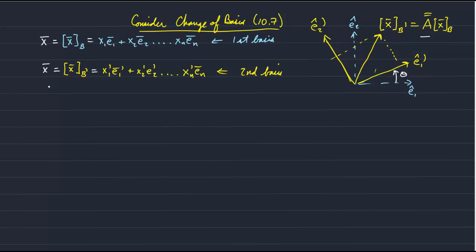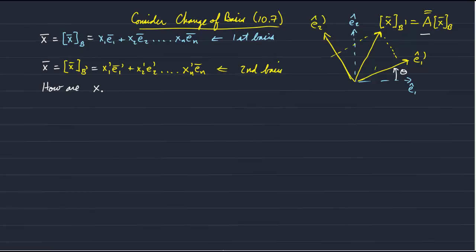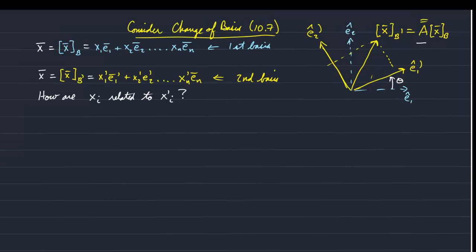So the question we're going to address is how are the values in one basis related to the values in the rotated basis? To answer that question, we can note that each base vector in the first basis can be expressed as a linear combination of each basis vector of the second basis.